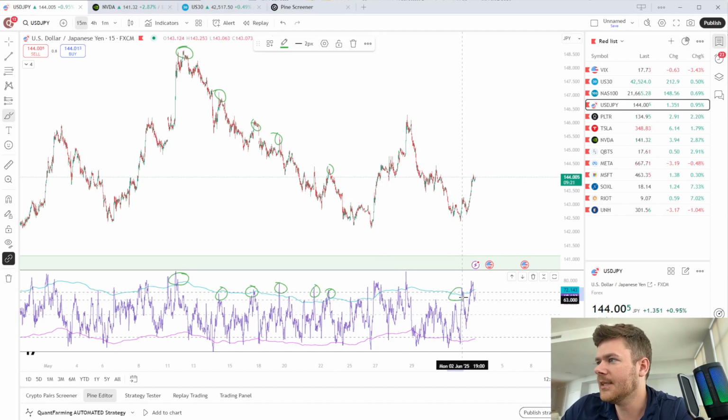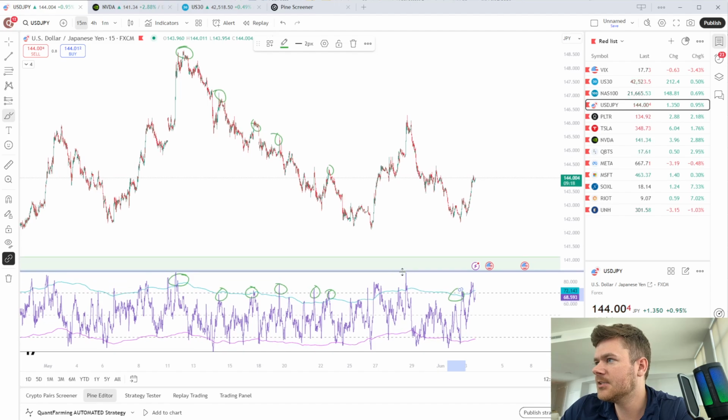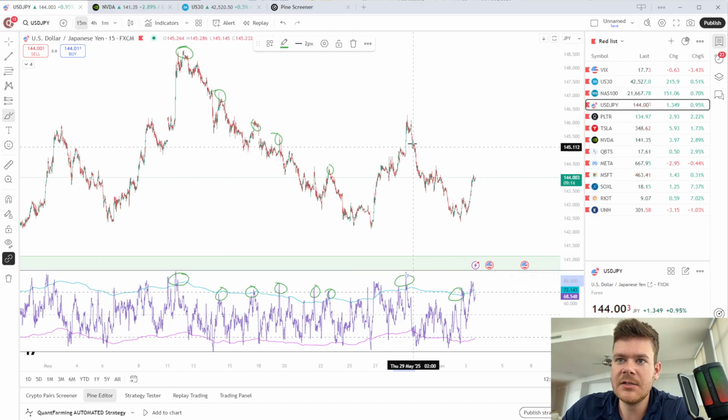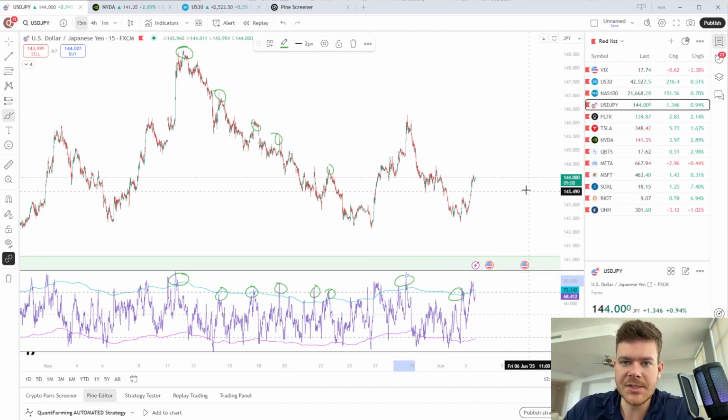But when we have something like this, it's even better. This is perfect, right? This is a textbook setup. You can see this was clearly overbought, clear as day. So of course, it's a stable pair. It's USDJPY. This doesn't move out of the ordinary like some crypto shitcoin. You know what I mean?